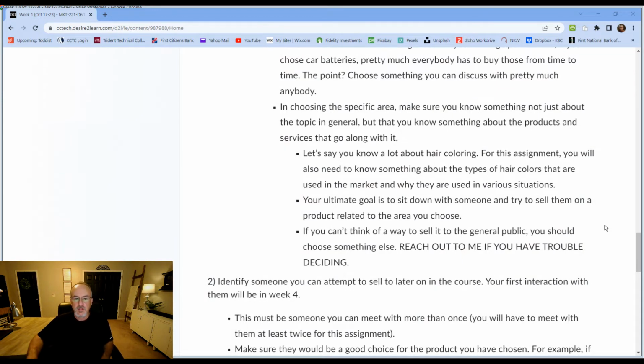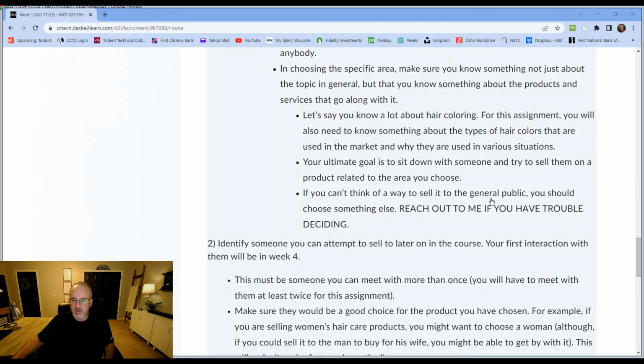All right, so essentially what I'm saying here is you not only need to know something about a cup, but you need to know something about cups in general, what kinds of cups there are, and the reason people buy cups. You kind of have a full knowledge of a market that's associated with a product. Now, you don't have to be an expert, but you just have to have some kind of working knowledge of it. If you can't think of a way to sell it to the general public, you should choose something else.